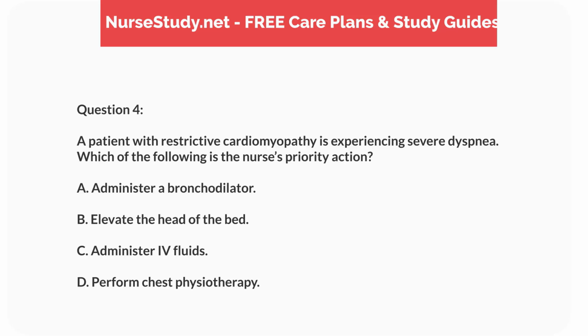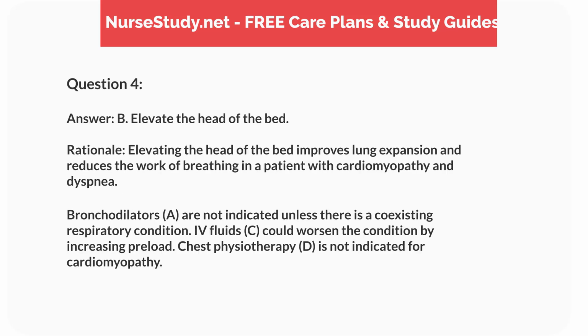Question 4. A patient with restrictive cardiomyopathy is experiencing severe dyspnea. Which of the following is the nurse's priority action? A. Administer a bronchodilator. B. Elevate the head of the bed. C. Administer IV fluids. D. Perform chest physiotherapy. Answer, B. Elevate the head of the bed.